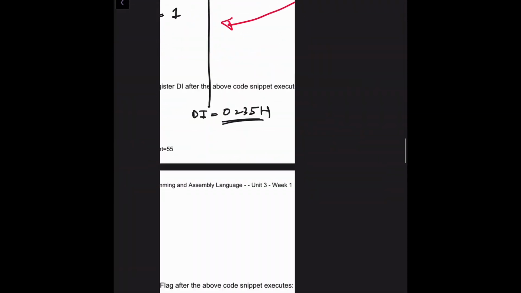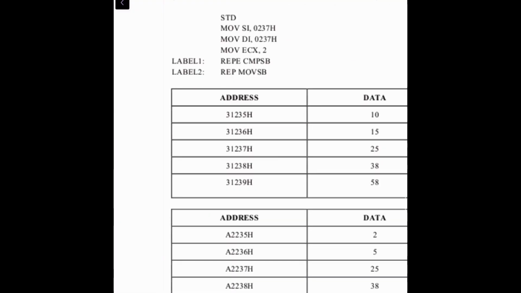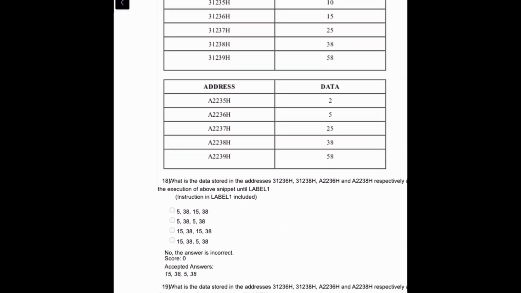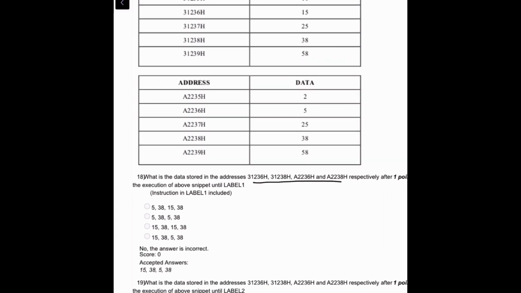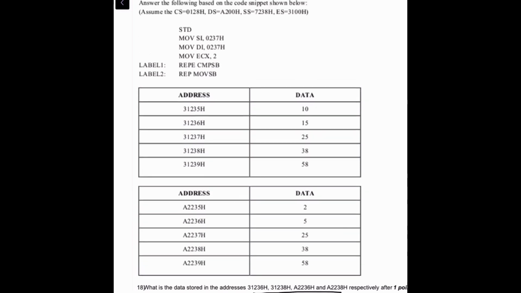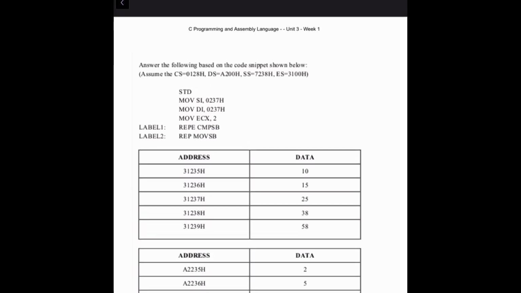Okay, so let's now jump to question 18. What is the data stored in the address, respectively, after the execution of the above snippet until label 1? Okay, so let's go over this one instruction at a time. STD sets the direction flag to 1. MOV SI equal to 0237. DI equal to 0237. ECX is equal to 2. REP CMPSB. Okay, so now we compare.